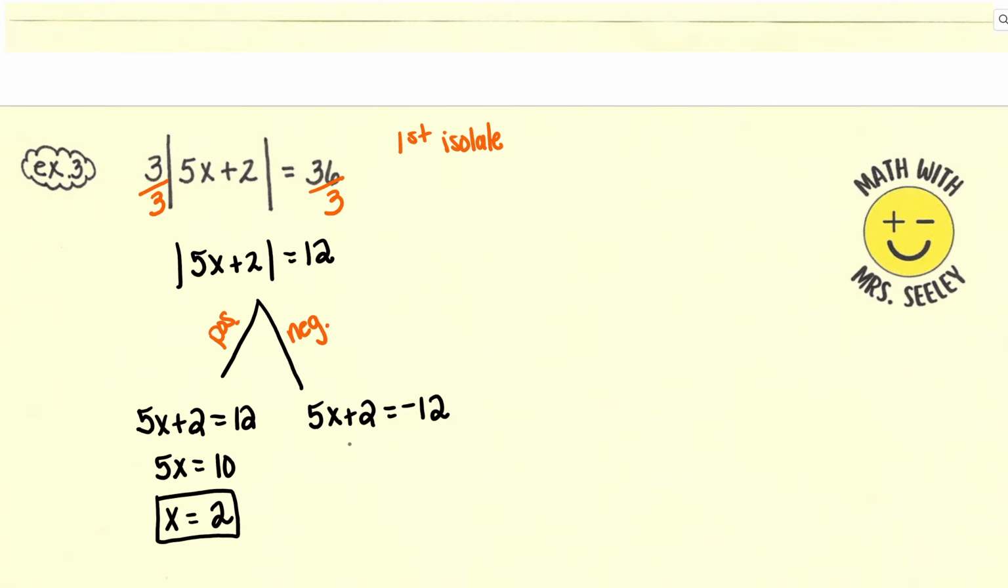Over here, subtract your 2, and 5x is equal to negative 14, and then divide by 5, and you get negative 14 over 5, or negative 2.8 as a decimal.